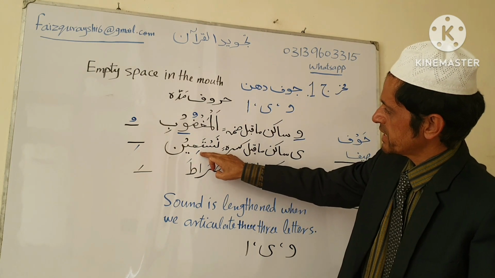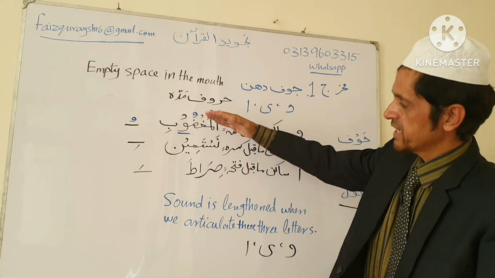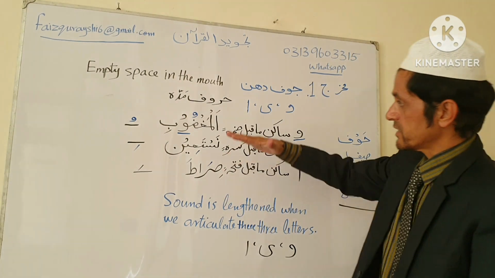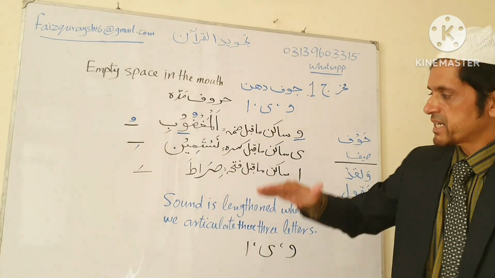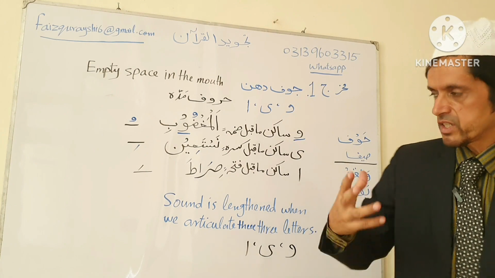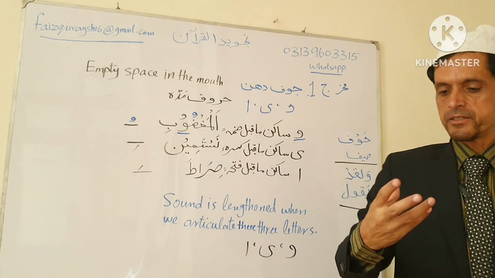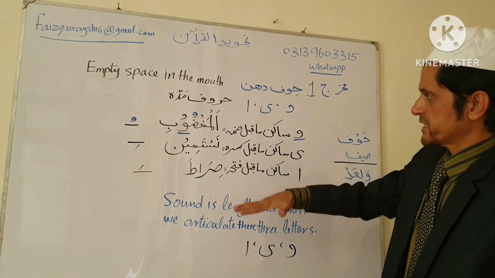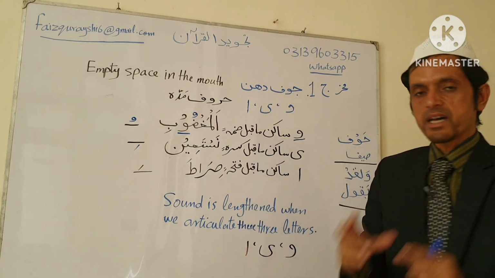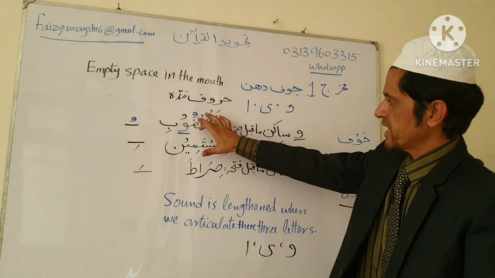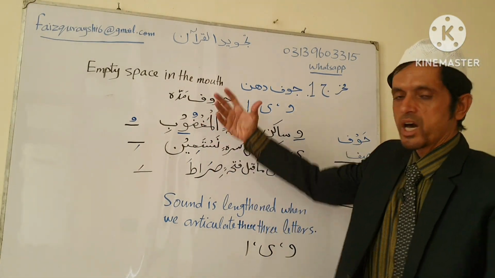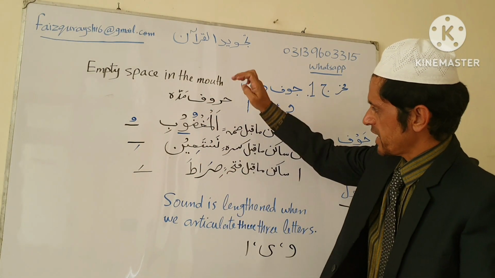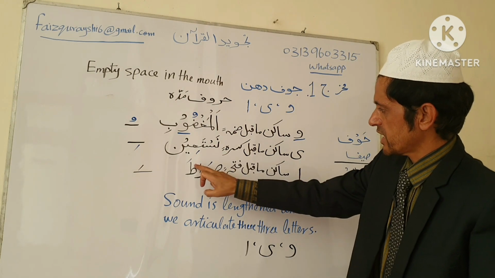When this symbol is above the letter, that is called fatha. When it is under the letter, that is called kasra. The symbol is the same, but it changes the name in shape and function when it comes up or down on a letter. And here a dhamma is a dhamma in every case. It cannot come under the letter. It always comes above the letter. So this is called dhamma, this is called kasra, and this is called fatha.